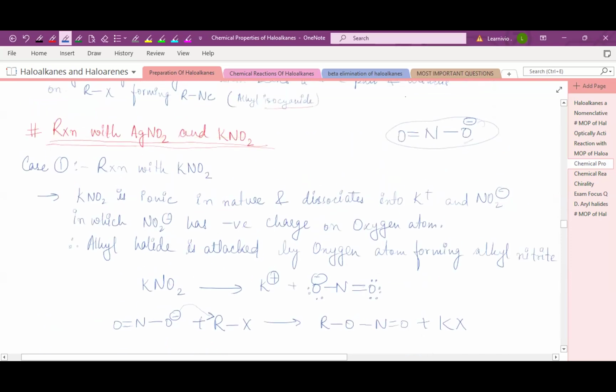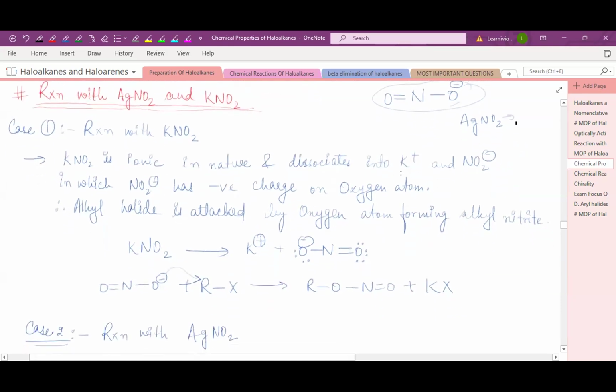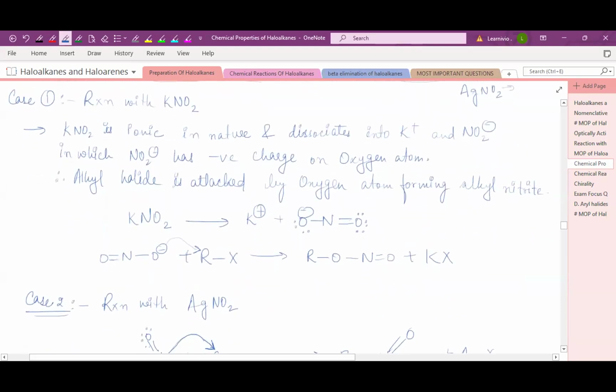So you have to remember that in the case of NO2, जब NO2 potassium के साथ bonded है, then the attack will be from the oxygen side, because in this case it is ionic in nature, and the negative charge is on the oxygen, so that's why the attack is from the oxygen side. But the same nitro group is attached to the AgNO2. So in this case, it is a covalent bond. It's a covalent nature. And in this case, the attack is from the nitrogen side. And in both the cases, you will get the different product. Okay, so now see the reaction.